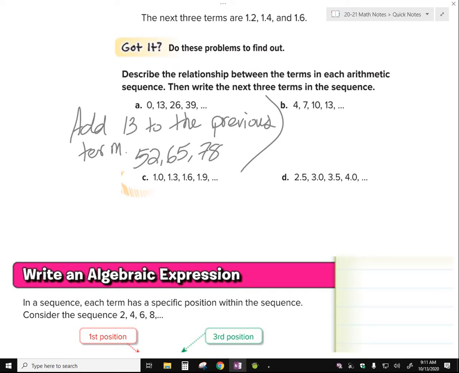For this one, we have 4, 7, 10, 13. That is increasing by 3. Add 3 to the previous term.